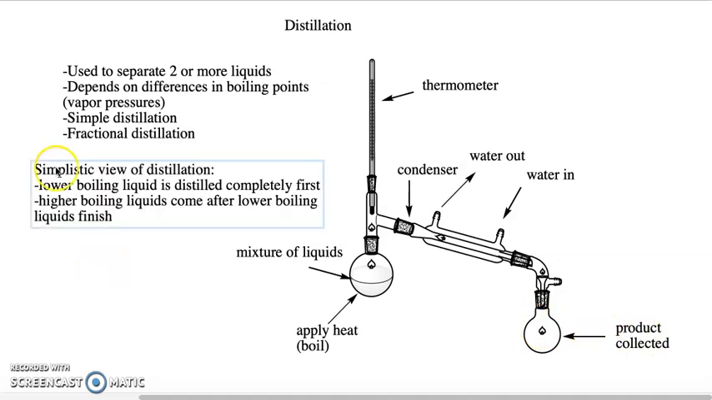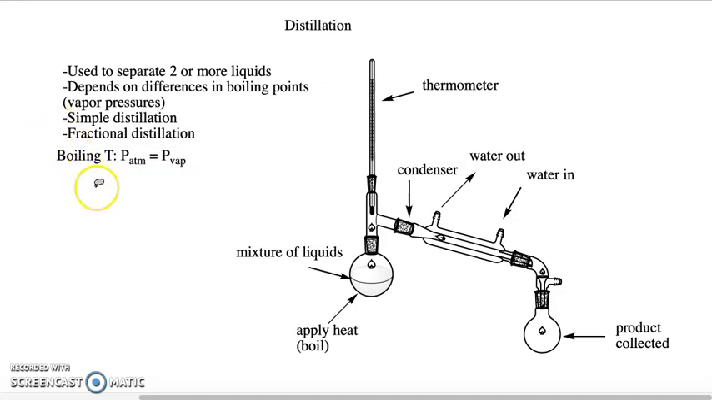The super simplistic view of distillation is that when you have a mixture of, say, two liquids, the lower boiling liquid is distilled off completely first when we reach its boiling point. Then as we raise the temperature, the higher boiling liquids come off after the lower boiling liquids finish. Like I said, that's super simplistic and it's actually wrong. That's not how distillation works. There's actually a much more complicated picture that goes on, and I want to talk about that more complicated picture.